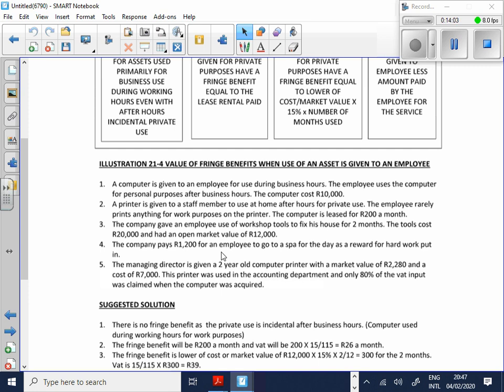And then, guys, the managing director is given a 2-year-old computer printer with a market value of 2280 and a cost of 7. The printer was used in the accounting department and only 80% of the VAT input was claimed when the computer was acquired. Guys, if you only claimed 80% when you got it, you're only going to charge output of 80% when you use it as a fringe benefit.